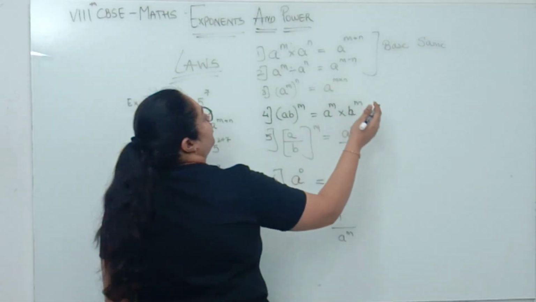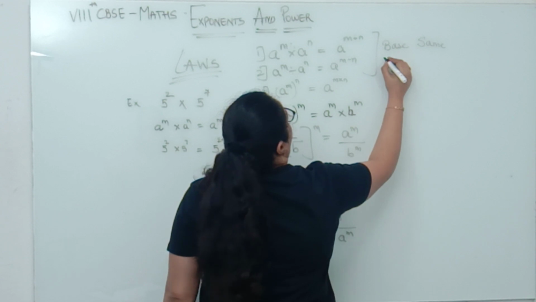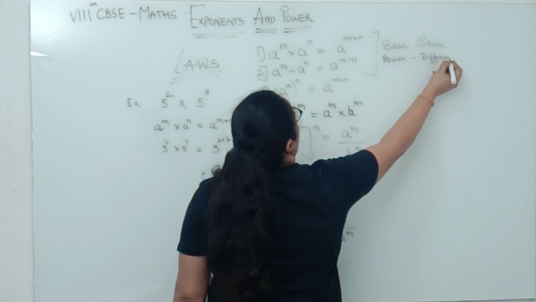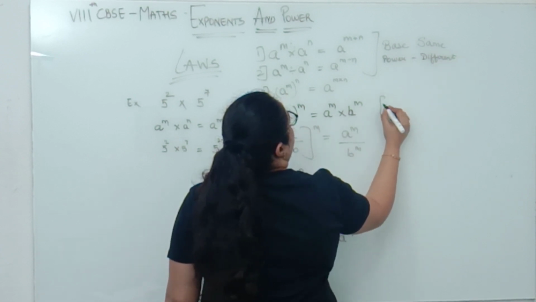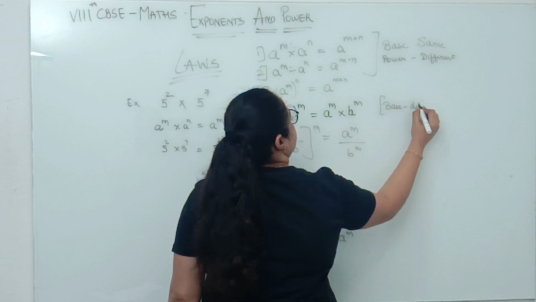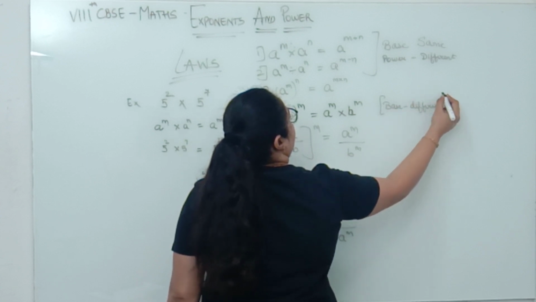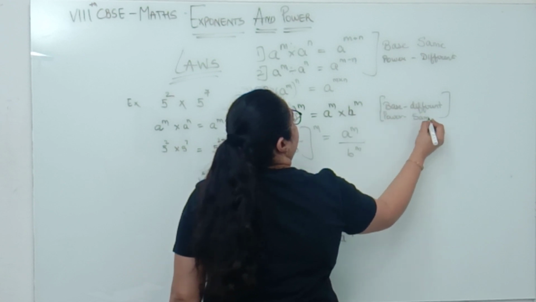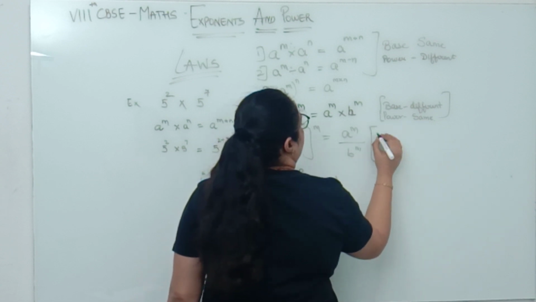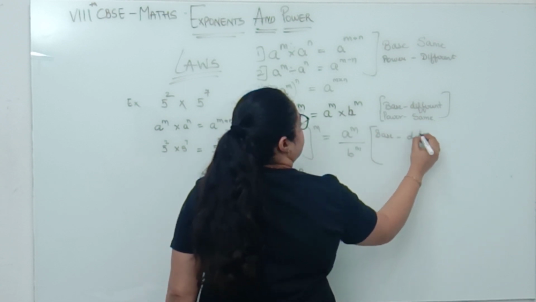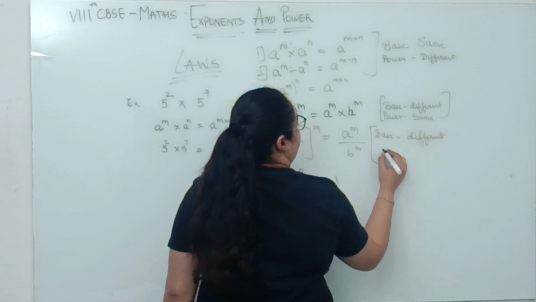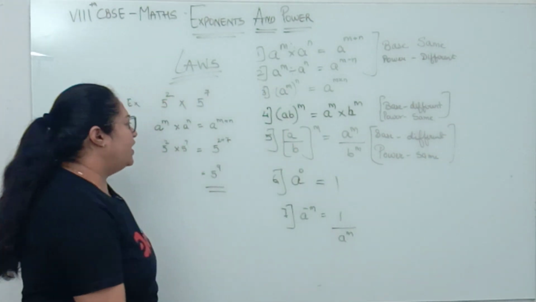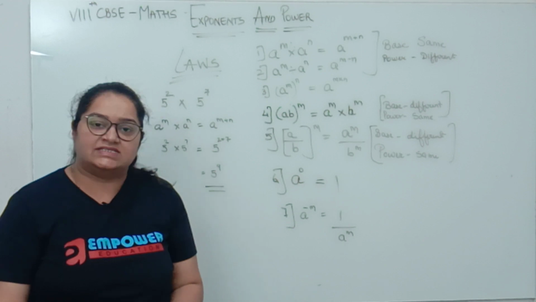Just for a reminder, you can write over here that the bases are the same, powers different. Over here, bases are different, but powers are the same. The same will be applicable over here. Bases are different and power is the same. I hope you understood the laws, the 7 laws of exponents and power.